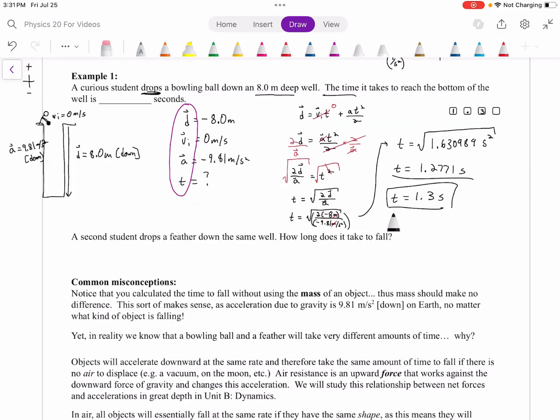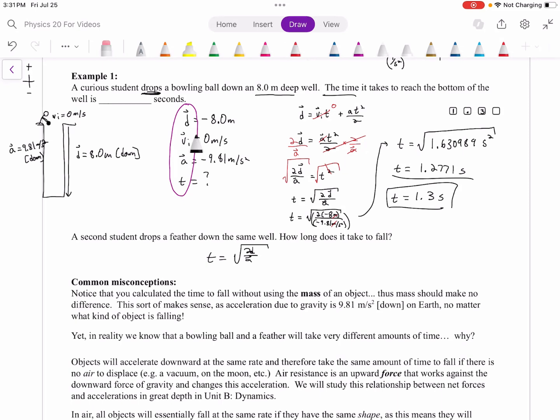So right around this time, I get a question from students like, well, hang on a sec. What if we drop something different? So a second student drops a feather down the same well. How long does it take to fall? So, let's think about it. We have the equation here essentially for finding how long it will take to fall, right? Let's think about what's different.